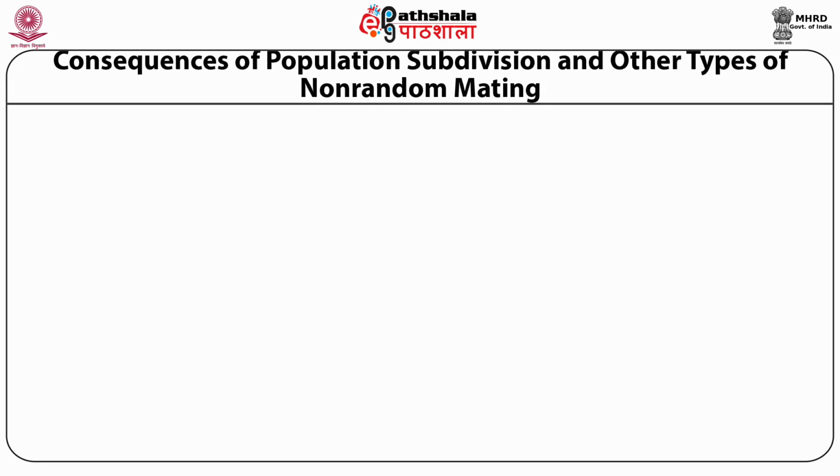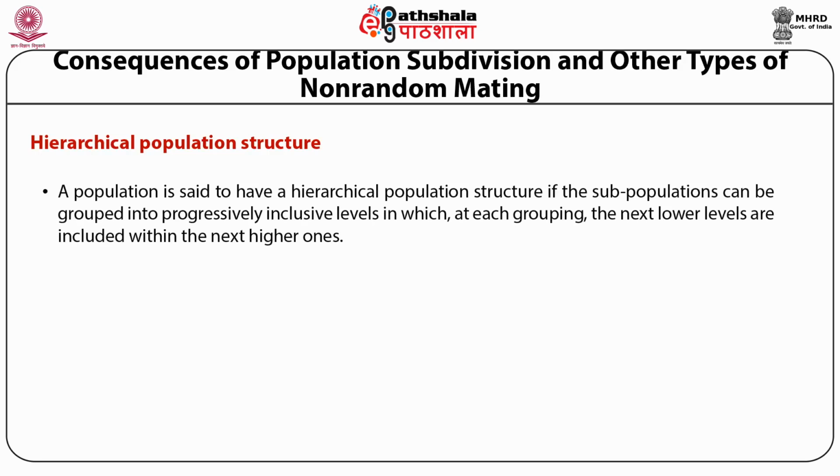The consequences of population subdivision and other types of non-random mating. To understand this aspect of population structure, we have hierarchical population structure. Let me explain what hierarchical population structure is. A population is said to have a hierarchical population structure if the subpopulations can be grouped into progressively inclusive levels in which at each grouping the next lower levels are included within the next higher ones.